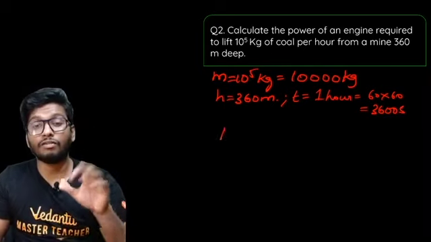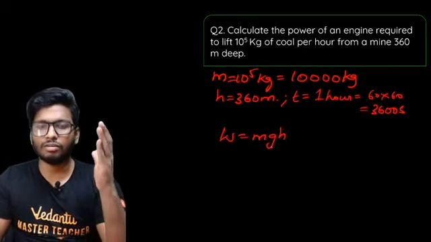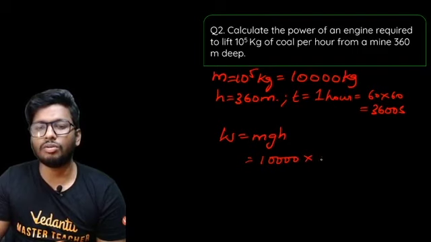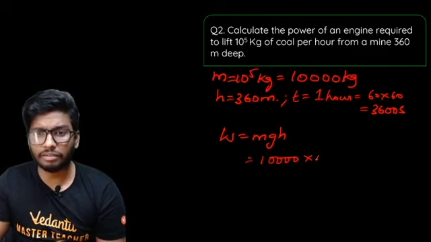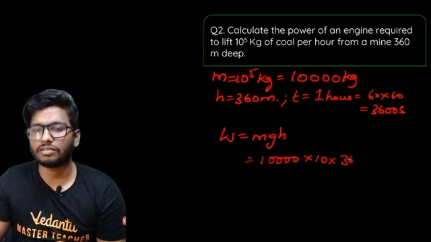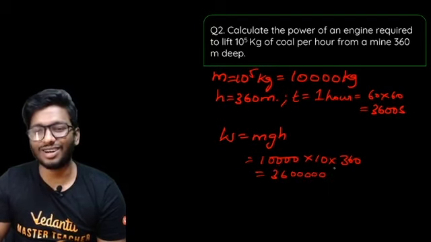Now, formula for work done is what? mgh, right? Work done is mgh. So mass is how much? 100,000, into acceleration due to gravity, I'll take it as 10, into height is how much? Height is 360, right? So how much will you get? 36 followed by a lot of zeros. 1, 2, 3, 4, and 5 zeros. So that's a lot of zeros.